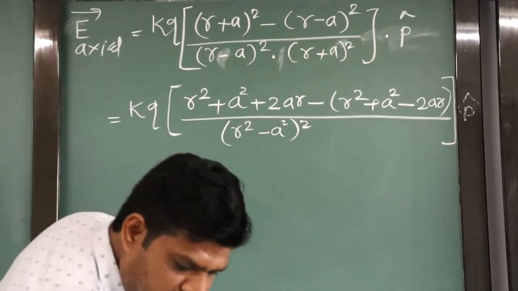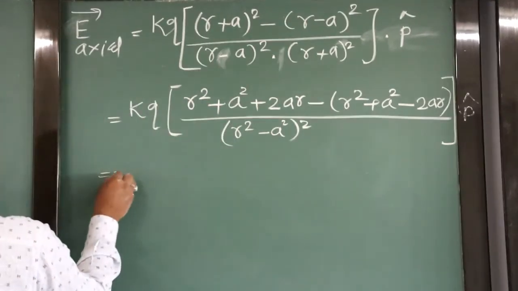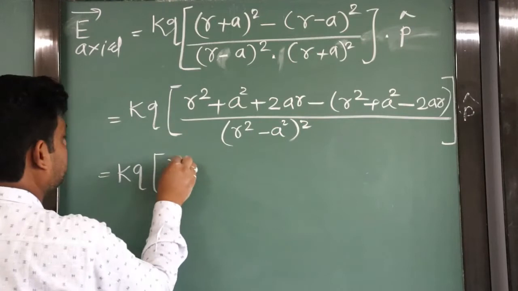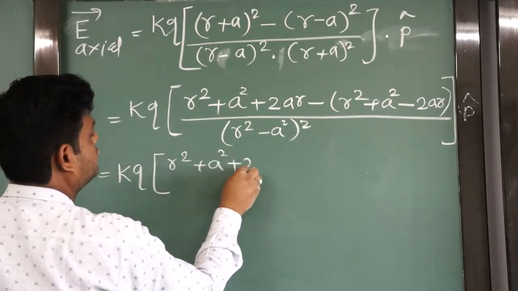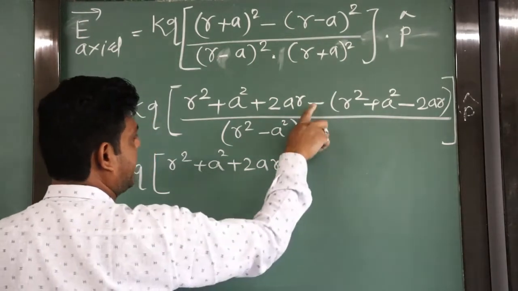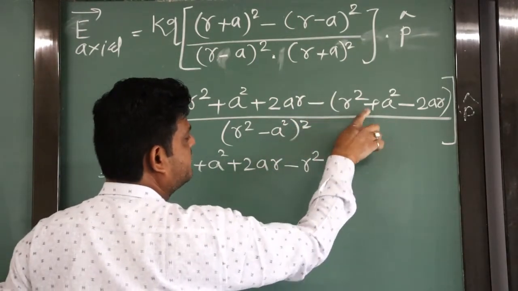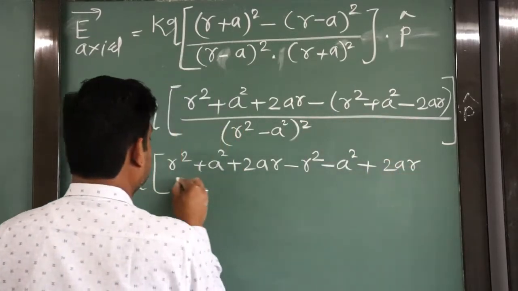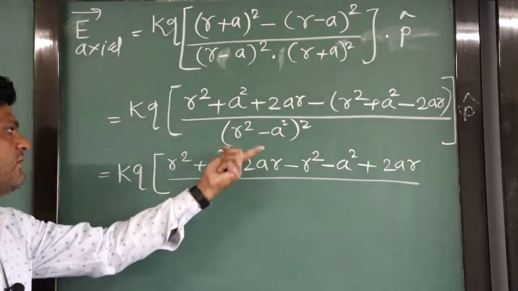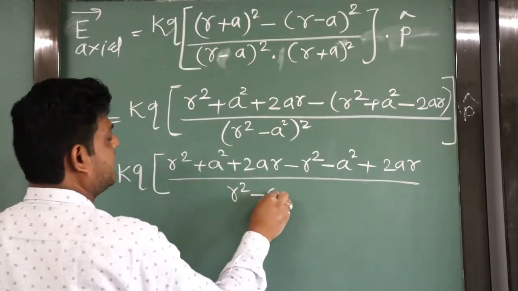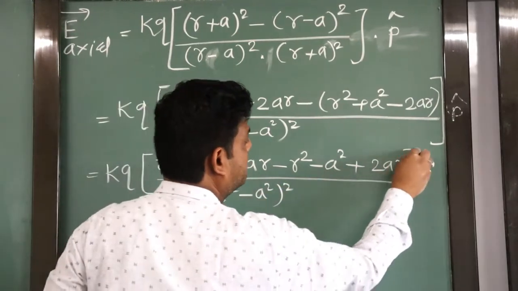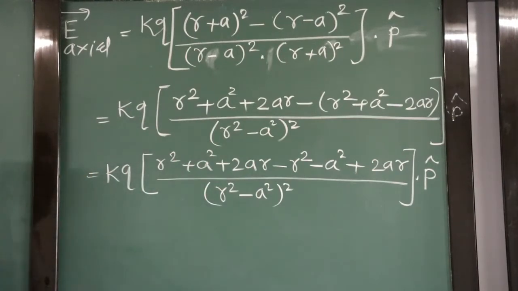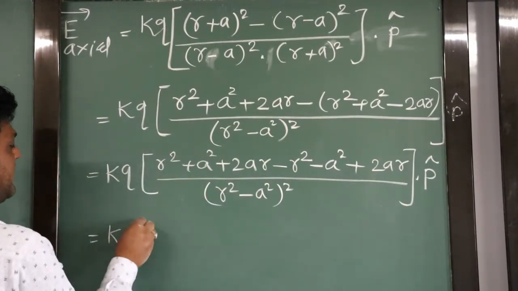Solving this bracket, what we can do, see, kq remains as it is, r square remains as it is, a square plus twice ar minus, solving this bracket, so it becomes r square, this becomes minus a square, this becomes plus 2ar, divided by, see, what we will write, it is same, remains as it is, a square bracket square, square bracket complete, p cap unit vector, right? Okay, kq remains as it is.